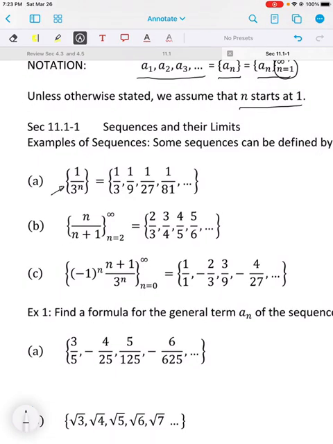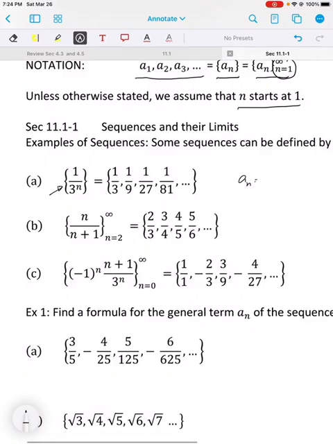The sequence is 1 over 3 to the n, which means a_n is 1 over 3 to the n. So if you want to find a1, it means it's 1 over 3 to the 1, which is 1 over 3. And then a2 will be 1 over 3 to the 2, which means 1 over 9, and so on. So you can list however many initial terms of the sequence you want to list.